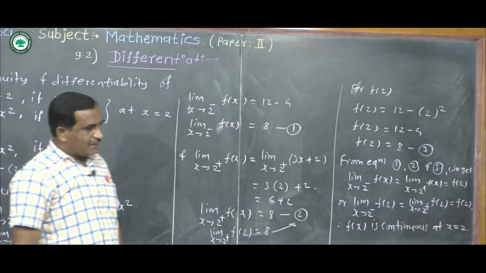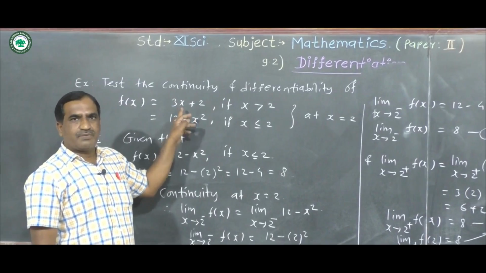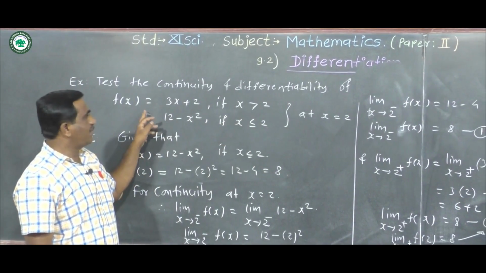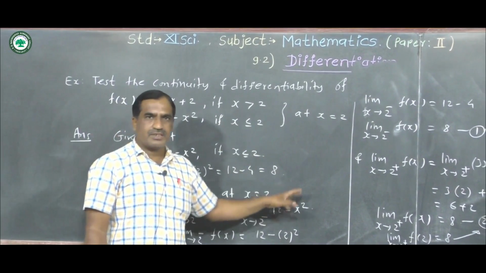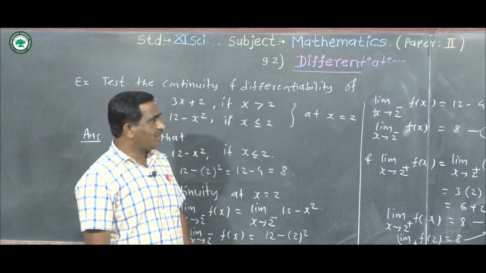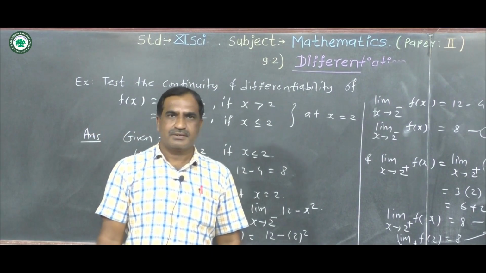Okay, that is, in this example, this given function is not differentiable at x equal to 2, but this function f of x is continuous at x equal to 2. Okay, we can solve similar examples again. Today we stop here. Thank you.